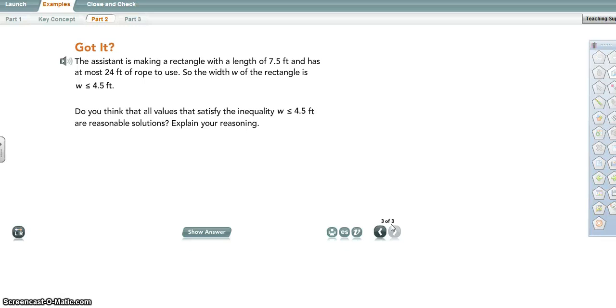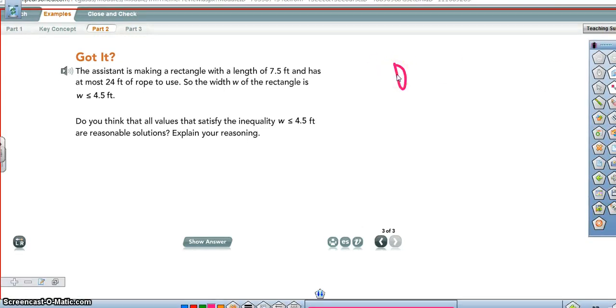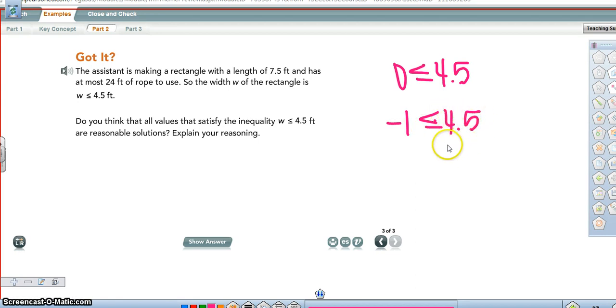Well, what about 0? Like 0 is less than 4.5 feet or 4.5. Would it make sense to have a width on your rectangle that's 0? You wouldn't really have a rectangle anymore. What about negative values? Negative 1 is less than or equal to 4.5. That's true, but would it make sense to have a negative length? So it looks like in this situation, only positive values would make sense for the width.